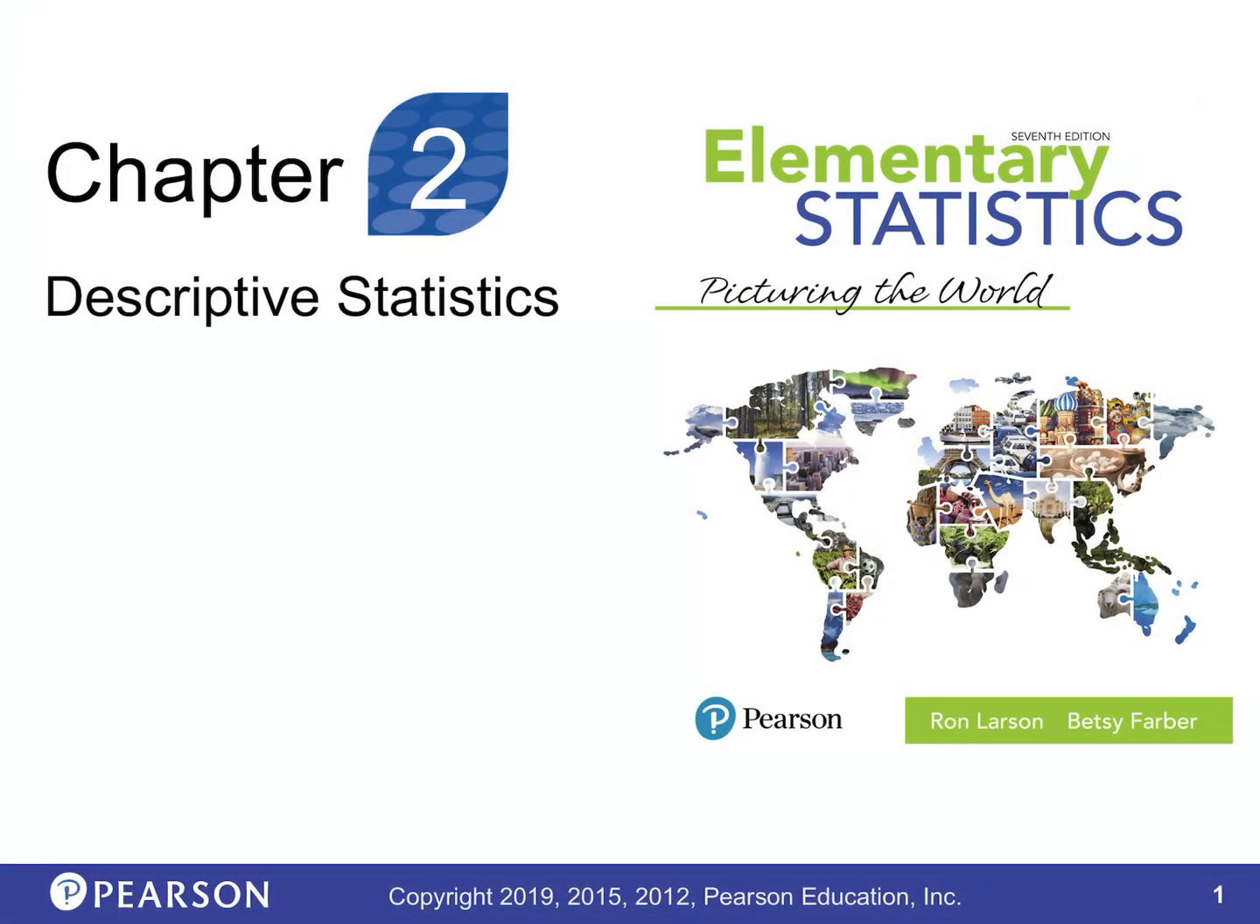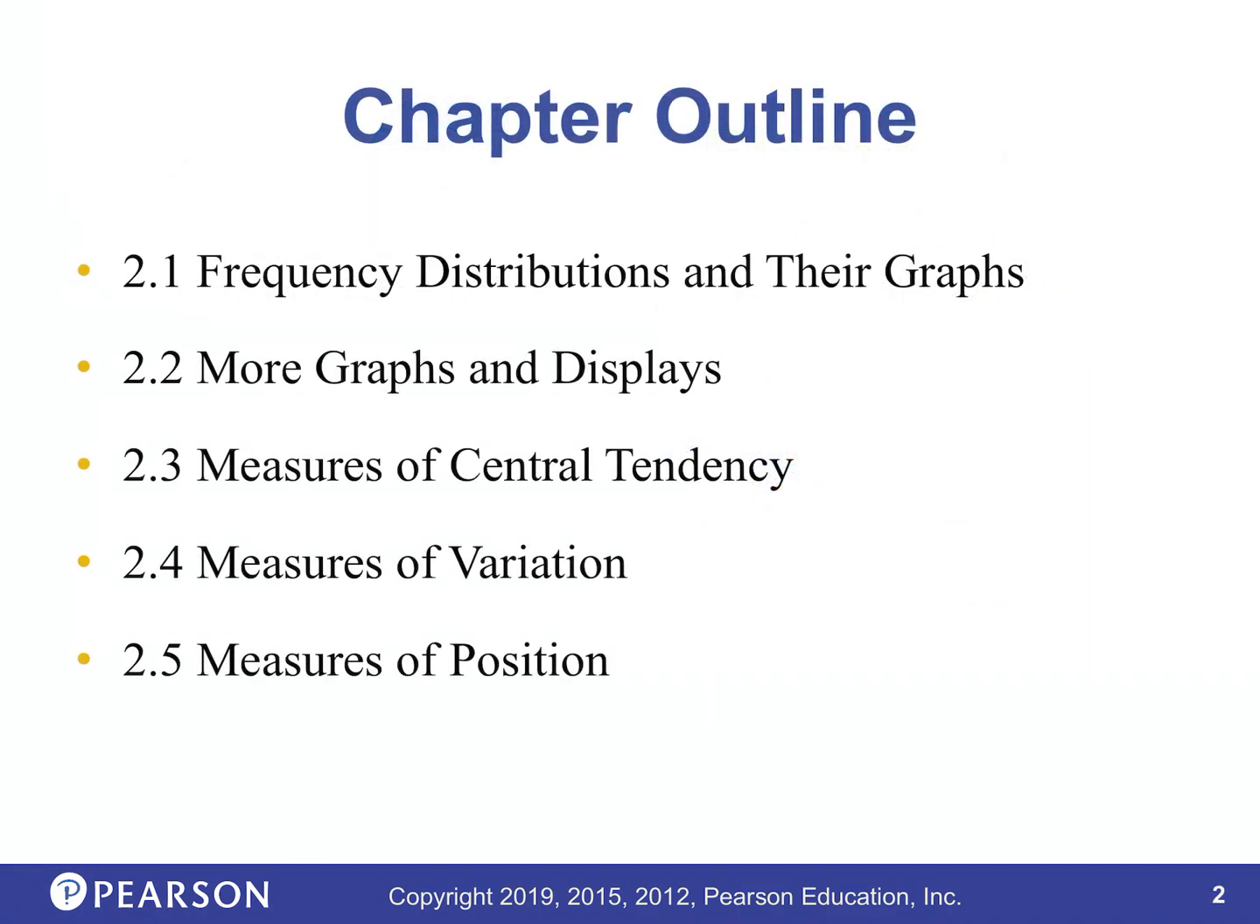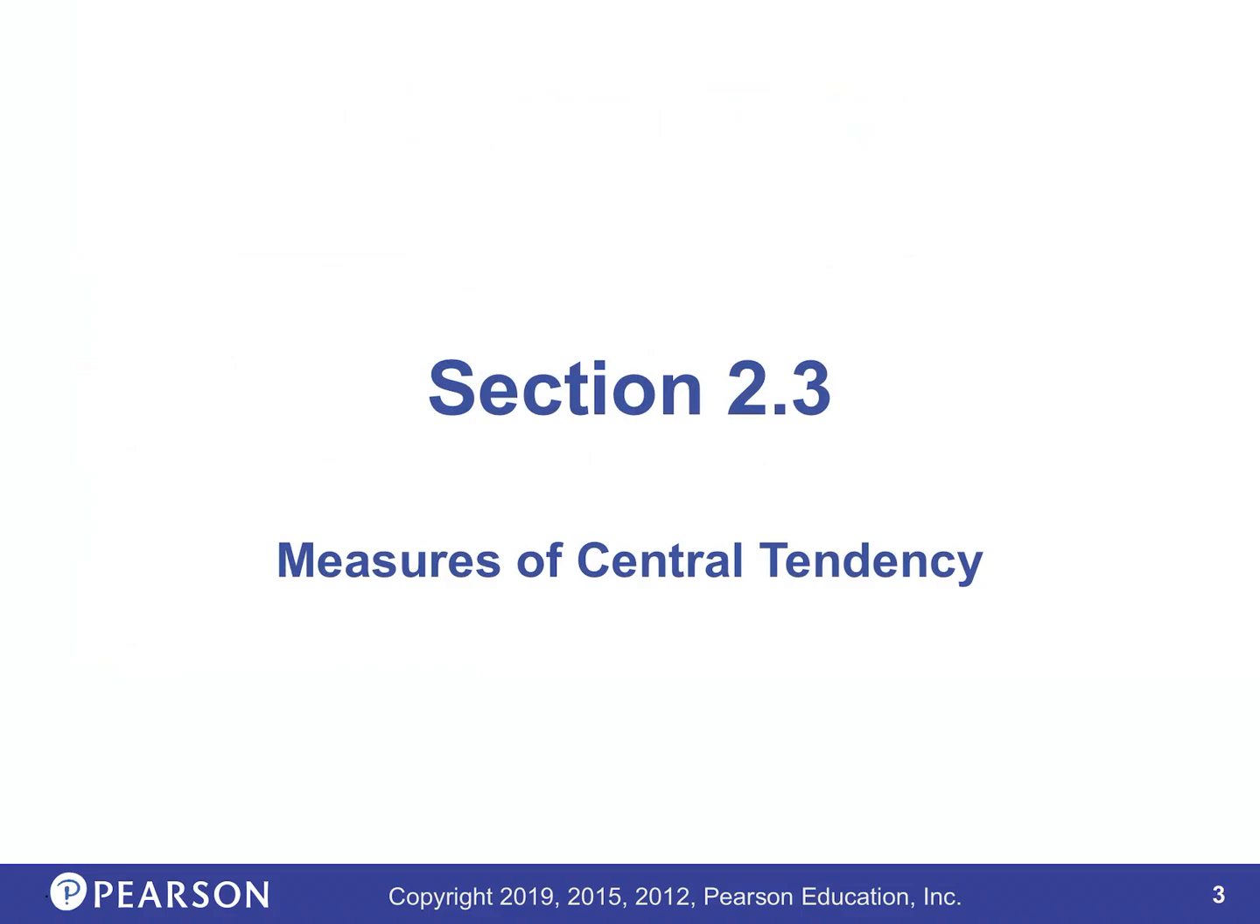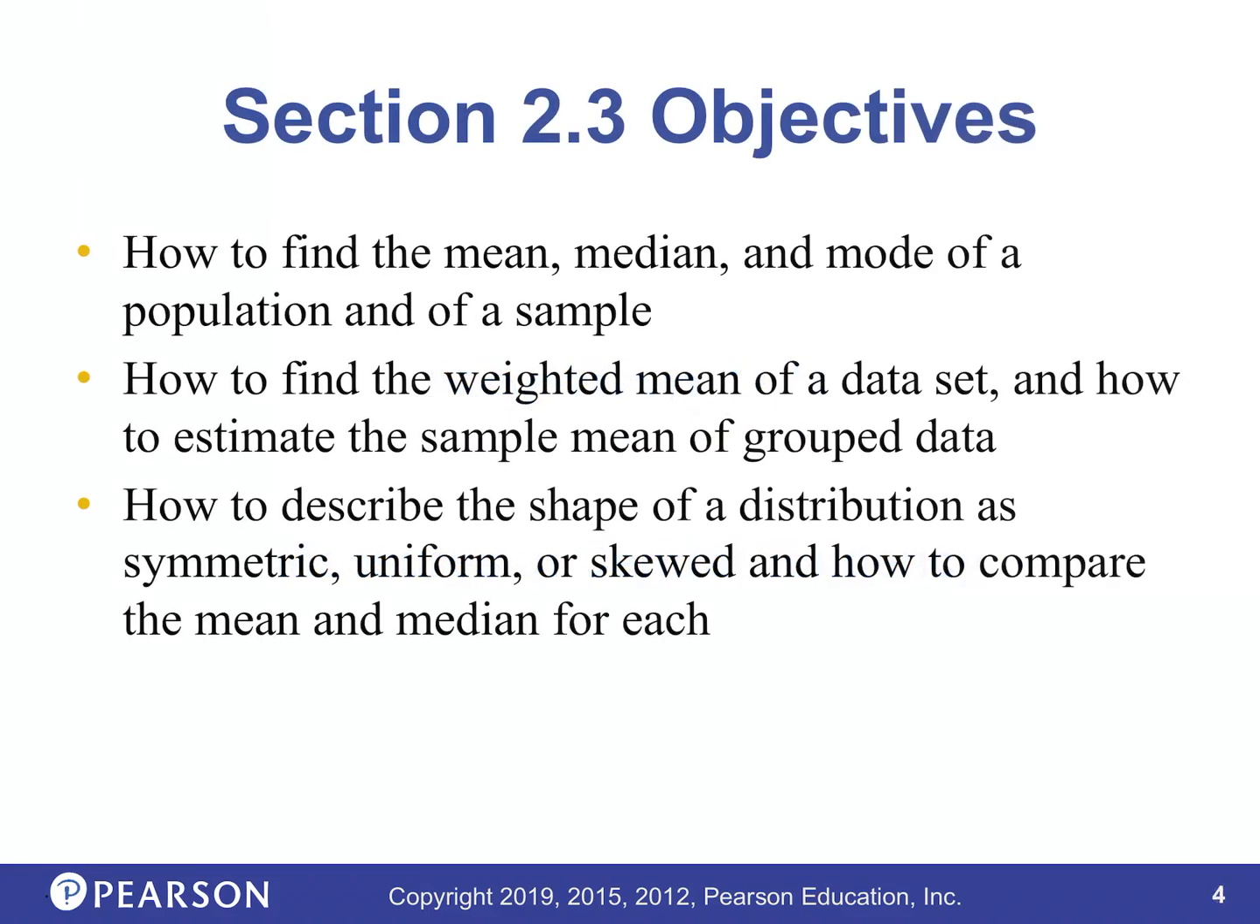All right, we will continue today with Chapter 2, Section 2.3, Measures of Central Tendency. Now, for this section, one of our biggest objectives is to learn the mean, median, and mode. So our first objective: how to find the mean, median, and mode of a population and a sample.